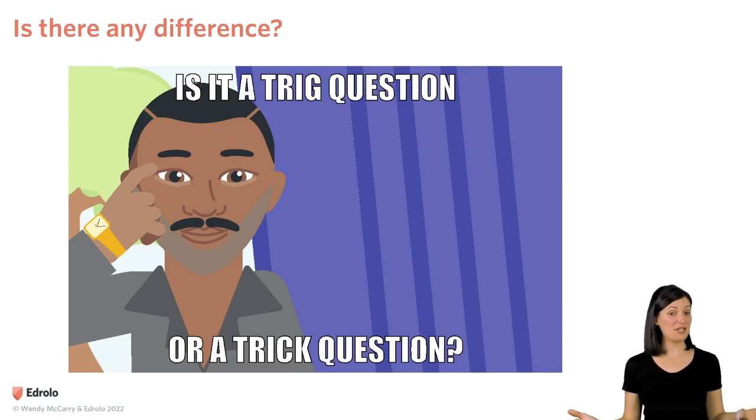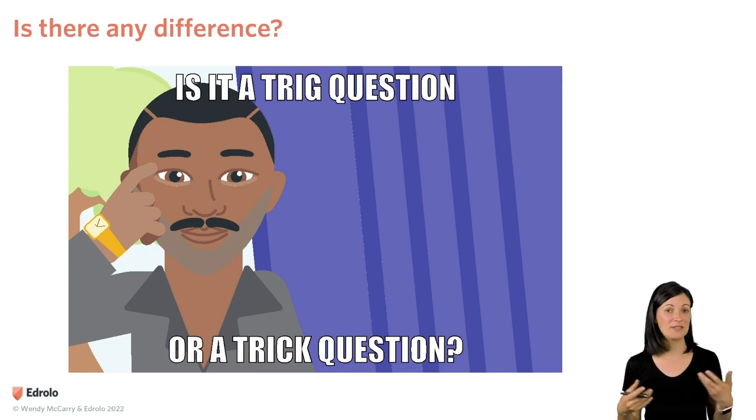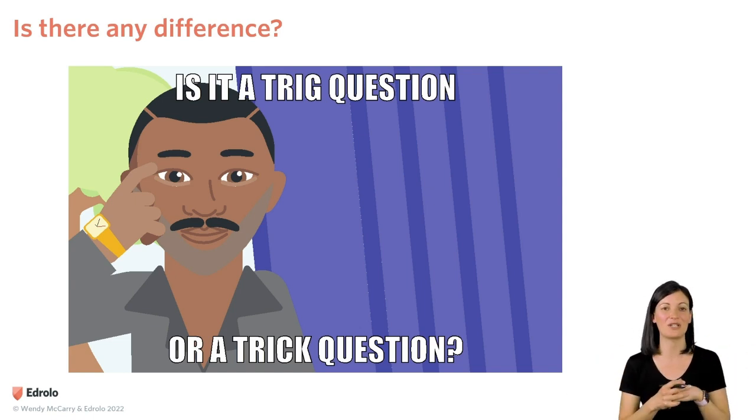Okay, is it a trig question or is it a trick question? I think many methods students would say, is there any difference? I know this is a topic that comes up and can be difficult, but I want to assure you, if you just follow logical steps, you'll be able to answer any trig, not trick question that VCAA can throw at you.